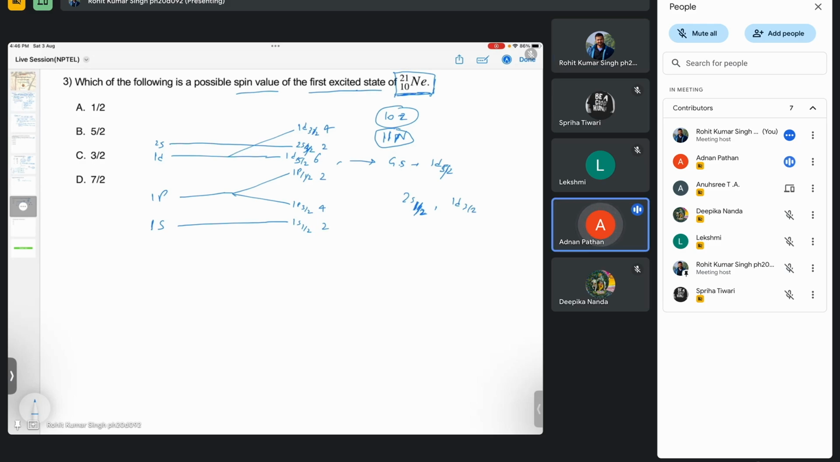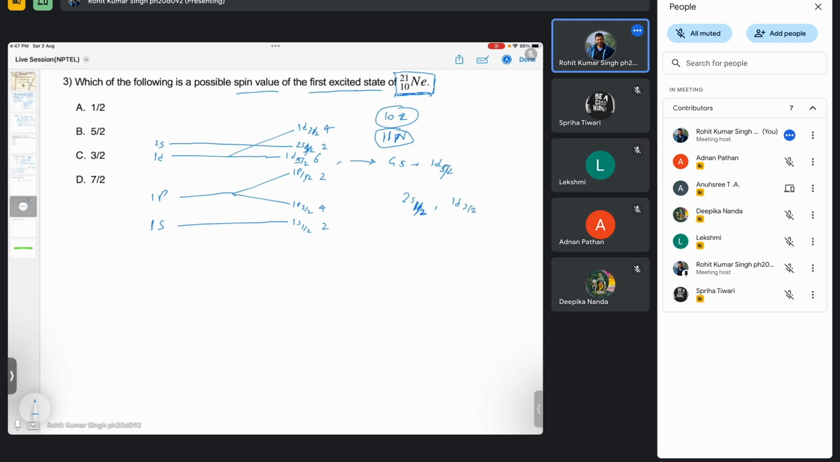Sir, is it related to the deviation that occurs from the extreme single independent particle model, or is that not relevant here? Yeah, that can also be a factor here.